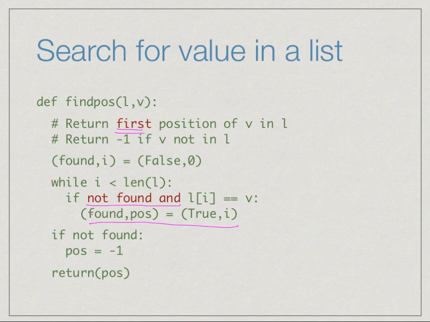After that, the value found prevents us from doing this update again. So at least we are correctly finding the first position of the value. And finally, as before, if we never find it, then the value found is never set to true, and so we report -1. So the issue is, why do we have to wastefully go through the entire list, even though after we find the very first position of v in L, we can safely return and report that position.